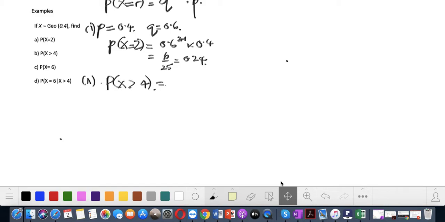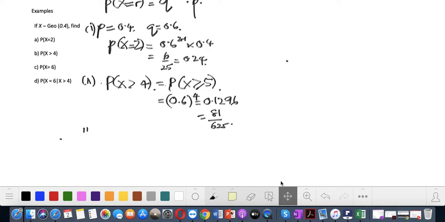Inclusive of 4. Okay, so I can rewrite this as P(X is greater than or equal to 5). So there's no hit for the first 4. All you have to do is take no hit, which is 0.6. The probability of not getting a hit is 0.6, and then to the power of 4, and your answer is 0.1296, which is the same as 81 over 625.